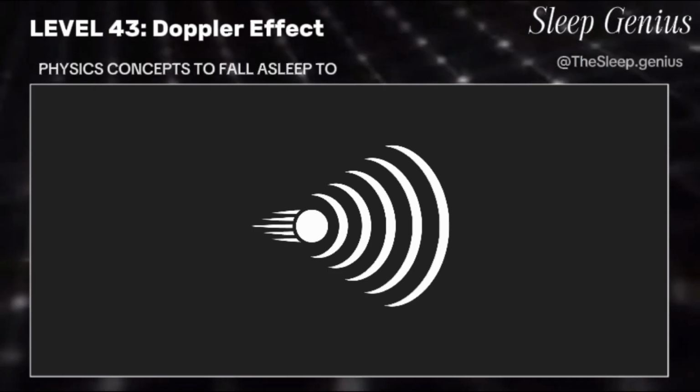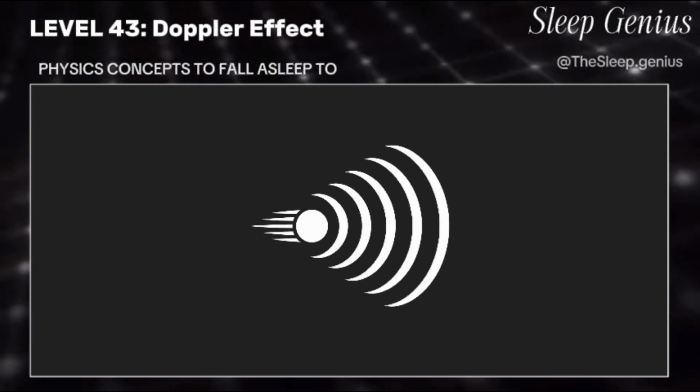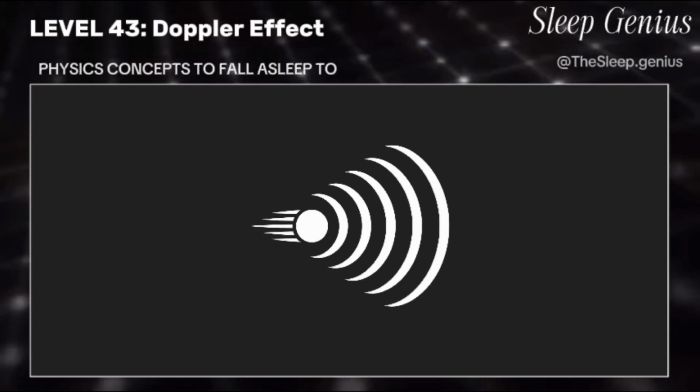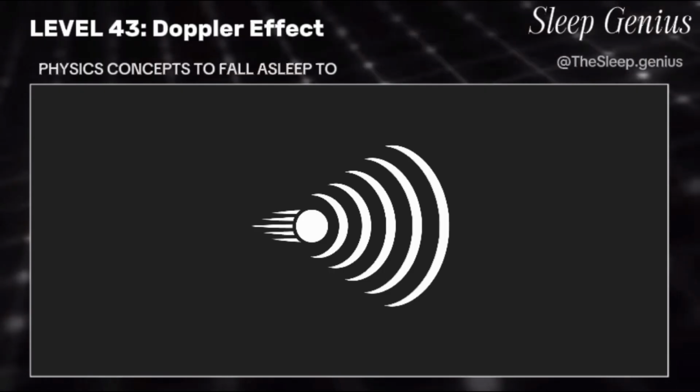The Doppler effect depends on relative motion between the source and the observer. It appears in sound waves, light waves, and water waves. Faster motion causes a bigger change. The observer, the source, and the medium are closely connected.